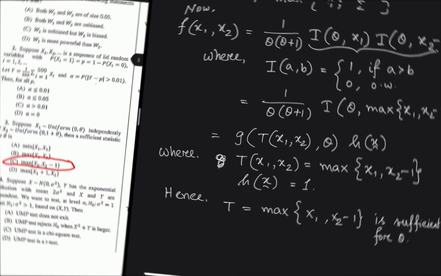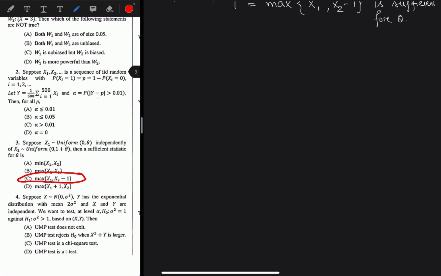For theta. So let's go to the next problem, question number 4. Now in question number 4, we can see that we are given two random variables, one having normal distribution 0 comma sigma square and another one having exponential distribution with mean 2 sigma square, and both are independent of each other.